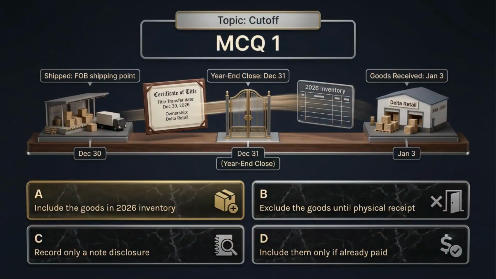Let us begin with MCQ 1 on cutoff. Delta Retail ordered goods costing $32,000. The supplier shipped the goods FOB shipping point on December 30th, 2026. Delta received the goods on January 3rd, 2027, and Delta closes its books on December 31st. What should Delta do? A. Include the goods in 2026 inventory. B. Exclude the goods until physical receipt. C. Record only a note disclosure. D. Include them only if already paid. Think through the shipping term and choose your answer now.